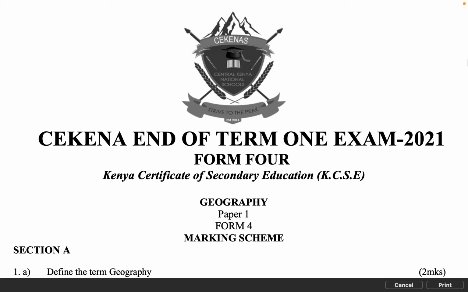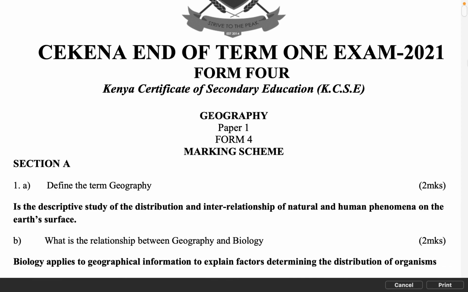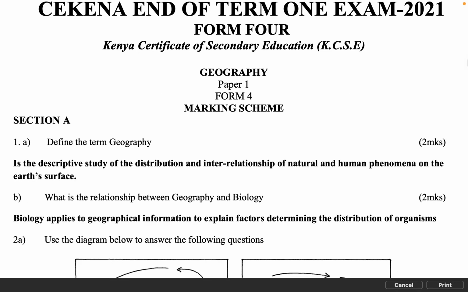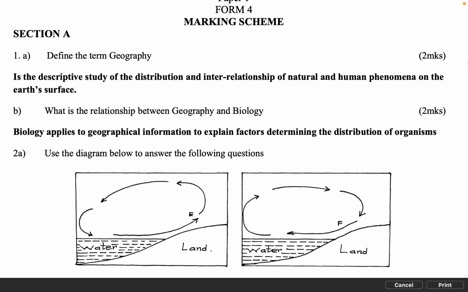Marking scheme. Section A. 1a. Define the term geography. 2 marks. Geography is the descriptive study of the distribution and interrelationship of natural and human phenomena on the Earth's surface. B. What is the relationship between geography and biology? 2 marks. Biology applies geographical information to explain factors determining the distribution of organisms.